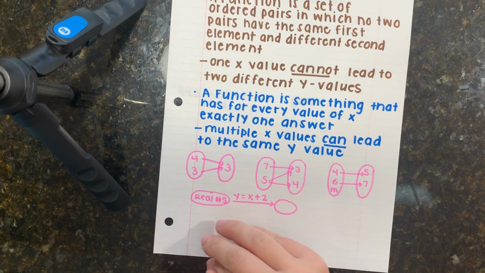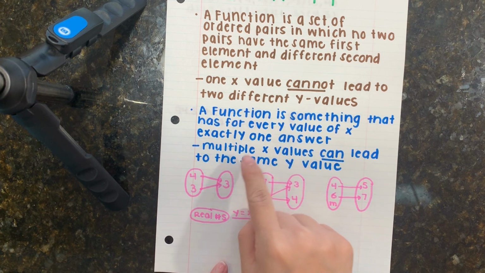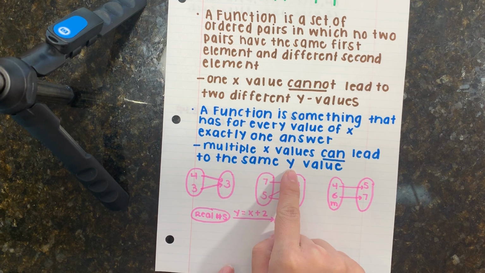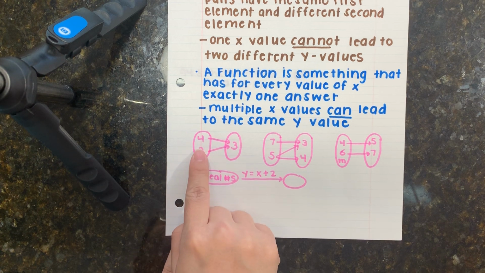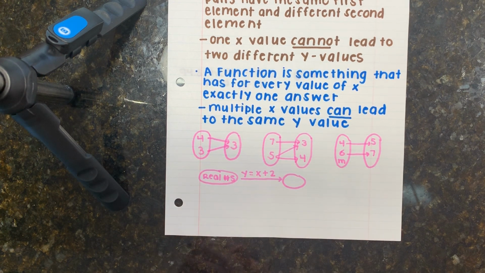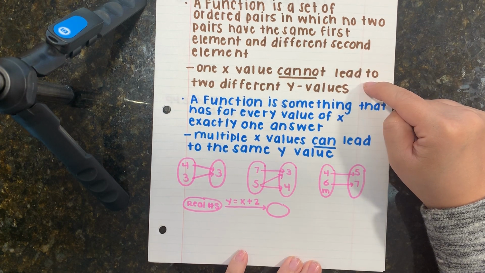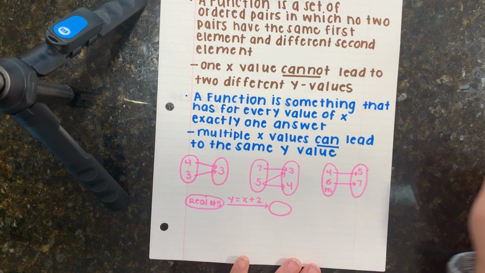The next thing that I have in my notes is a function is something that has for every value of x exactly one answer. So you can have multiple x values that can lead to the same y value. So when we're looking at a chart like this, a diagram like this, what you need to know is that the boxes on the left are your domain or your x values. And then your boxes on the right are going to be your range or your y values. So again, two things. One x value cannot lead to two different y values. And multiple x values can lead to the same y value.